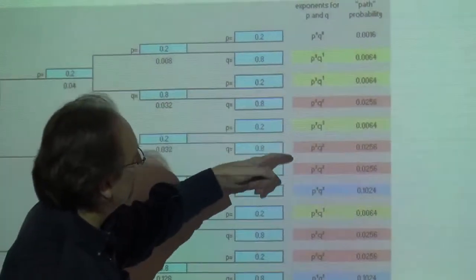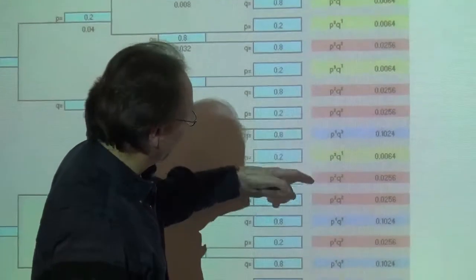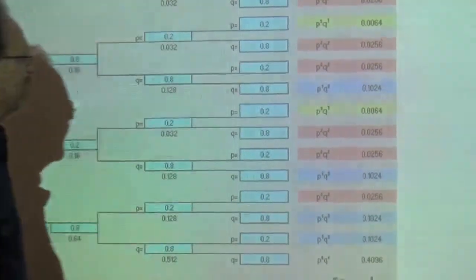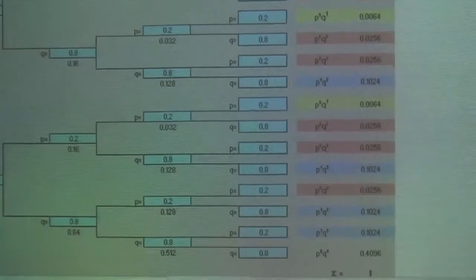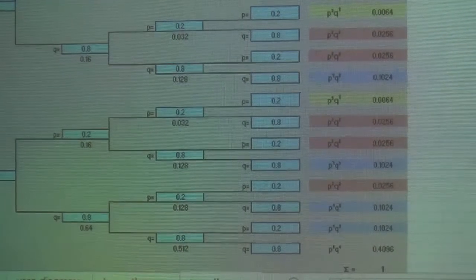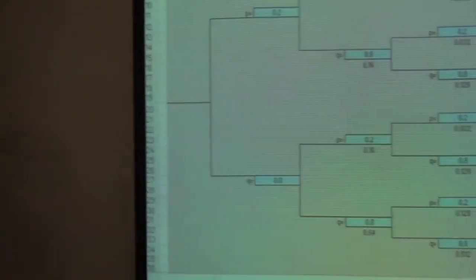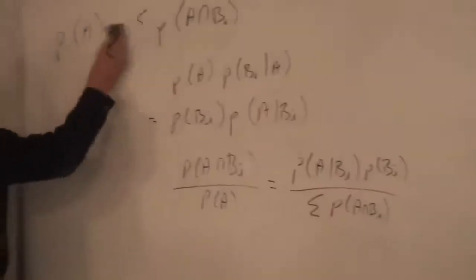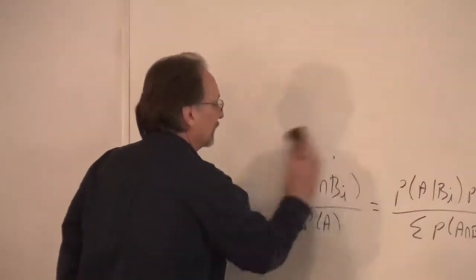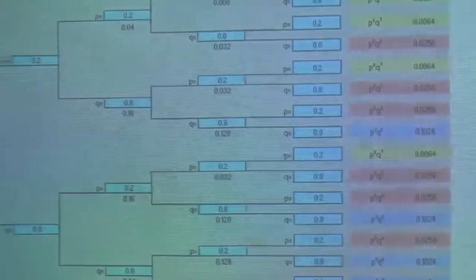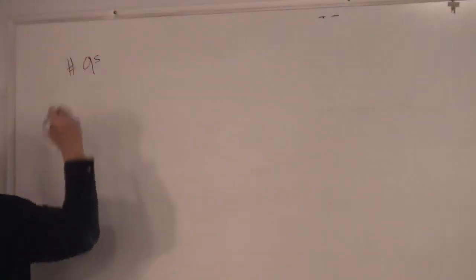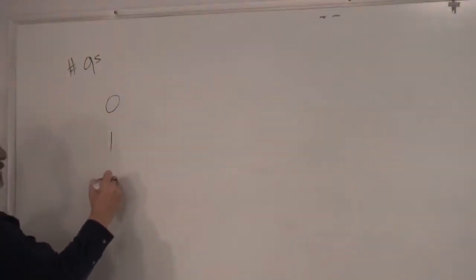the 4 ways you can get 2 P's and 2 Q's, 1, 2, 3, 4, 5, 6, and the 3 ways you can get 1 P and 3 Q's. Now, you can also look at the combinations. If you look at the random variable as being the number of Q's, so we can get 0, 1, 2, 3, or 4.